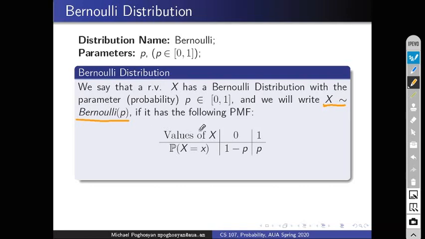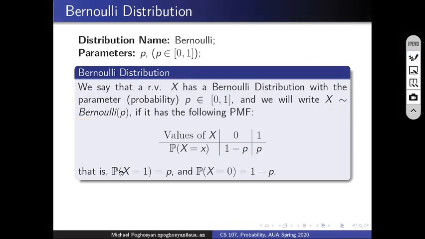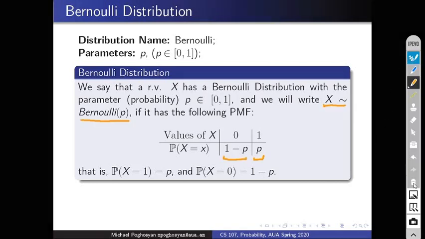X is Bernoulli P if the values of x are 0 or 1 with the following probability. The probability of 1 is P, and the probability of 0 is 1 minus P. So the probability that x is taking 1 is P, and the probability that x is taking 0 is 1 minus P. By the way, it is important to have the probability P here, not there. So I'm not writing 0 with probability P and 1 with probability 1 minus P. Why is that?